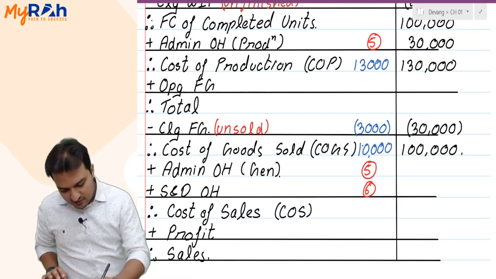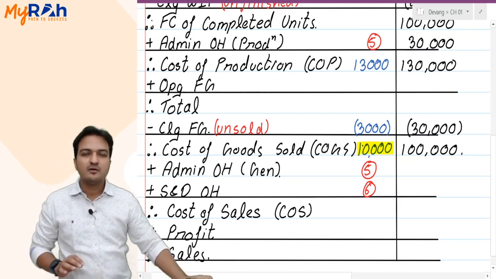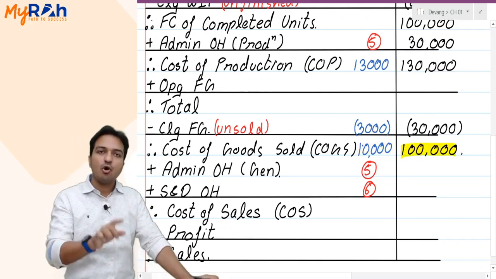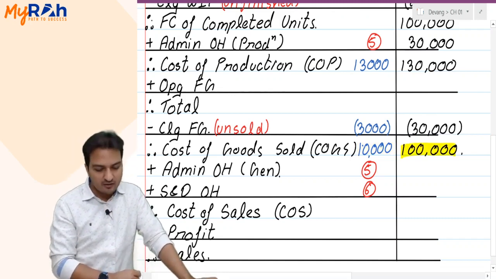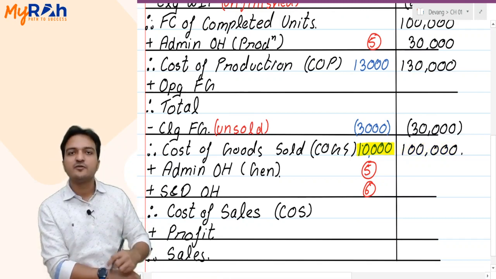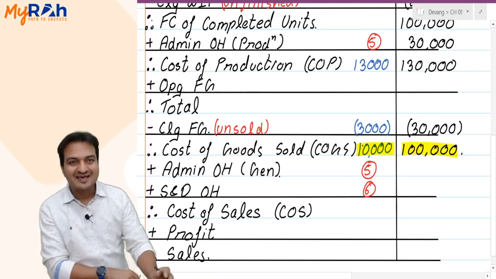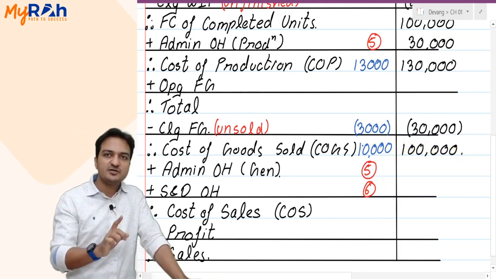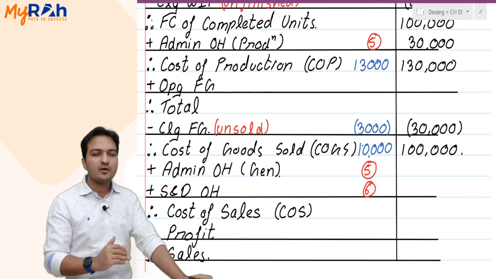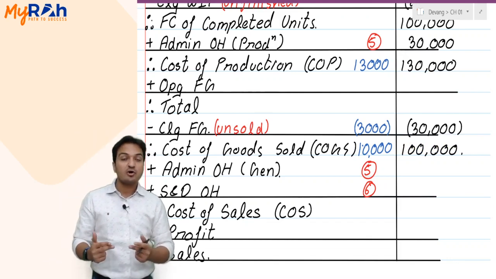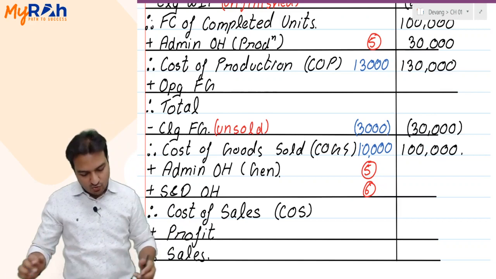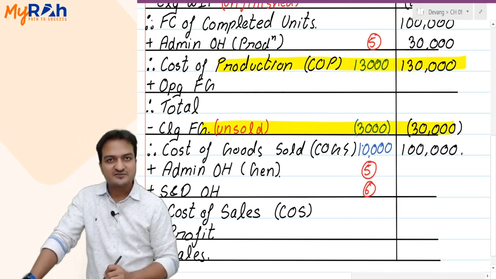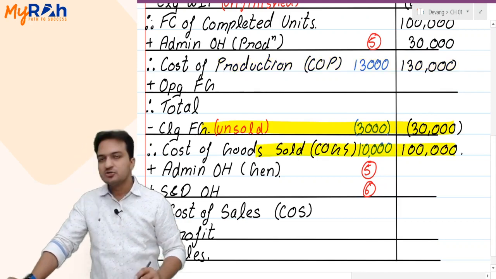Please differentiate. This 10,000 here is the units of goods sold, while 1 lakh over here is the cost of the units that I have sold. I repeat, 10,000 is the units of the goods sold, while 1 lakh is the cost of the goods that I have sold. Why did I deduct that closing FG? Because I wanted to reach the cost of the sold units. So from the total production units here, I remove the unsold units. That gives me the cost of only the sold units.